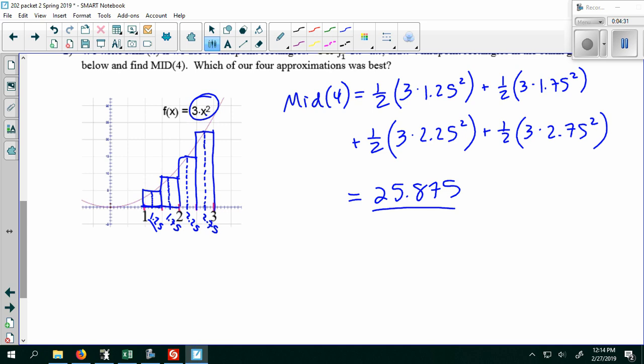That is the closest value we've gotten to the exact value of 26. So of our 4 approximations, left 4, right 4, trap 4, and mid 4, this value is the closest to the exact value of 26. So far, mid is best for this example.